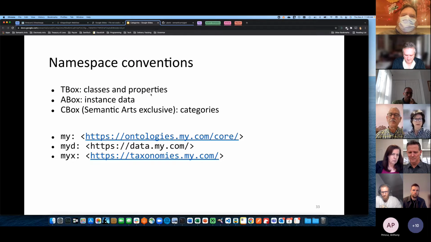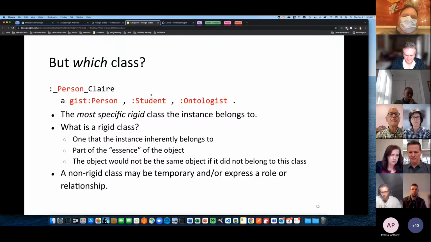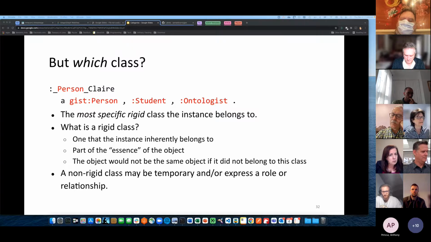Sure. Could you paste a link to the GIST style guide into the chat? Okay. Google is not helpful. Let's see.